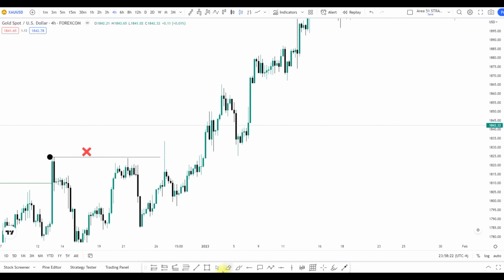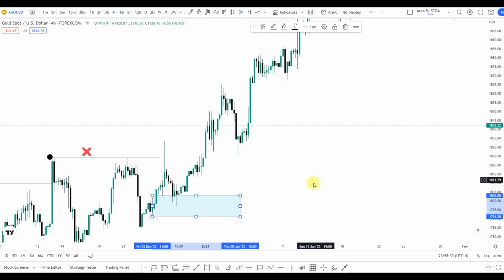All right. So once we have this liquidity cleanup, we have the market going back here to this little supply demand zone and then continuing to the upside.